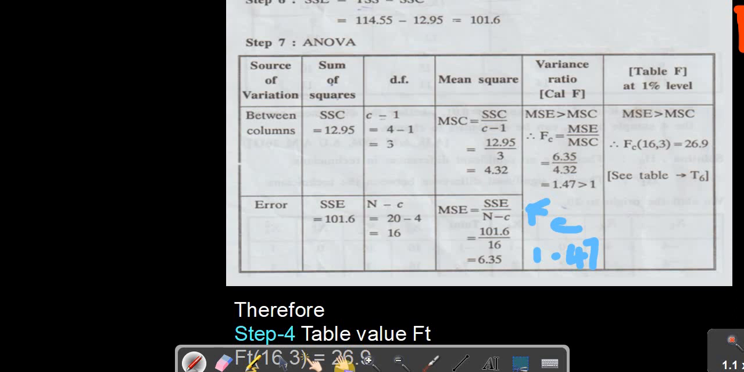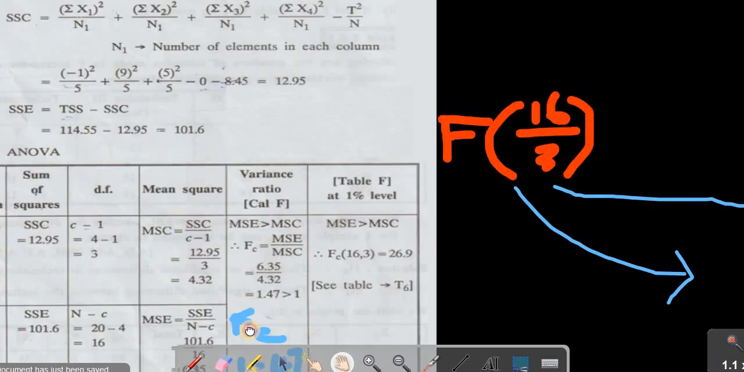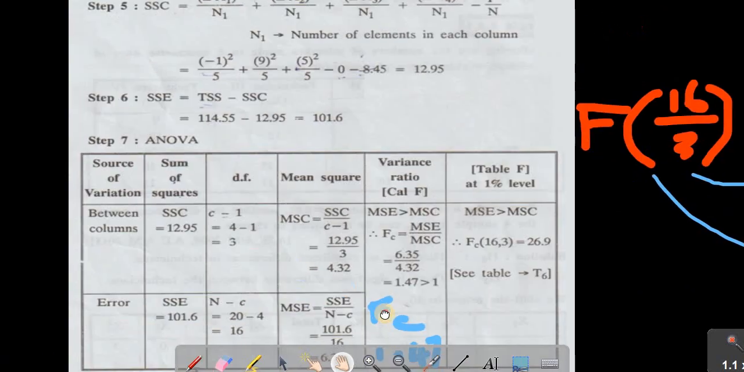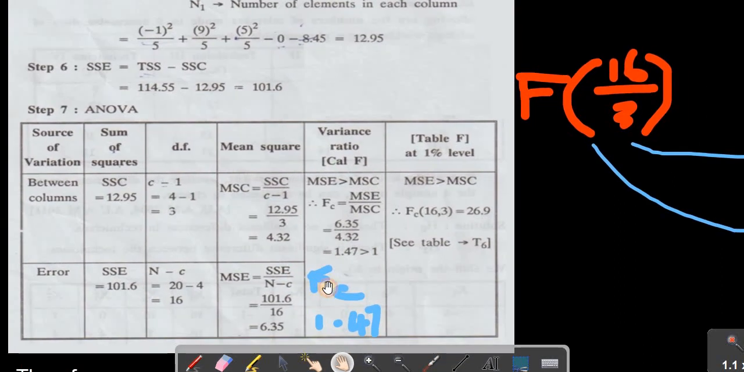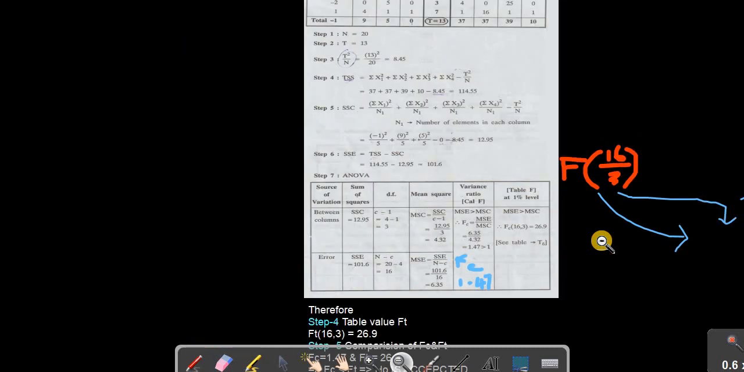Now let me find out the table value here. That's also very important. So the table value, how to find the table value?